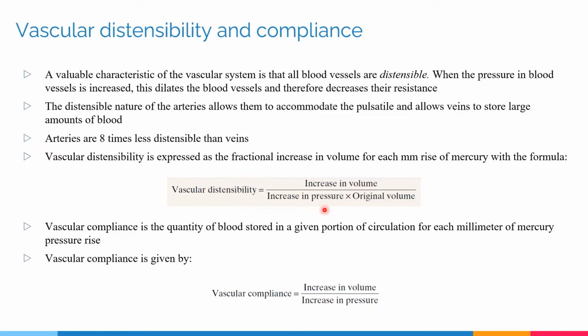Another important quantity is the vascular compliance. Vascular compliance of the blood vessel tree is the quantity of blood stored in a given portion of the circulation for each millimeter of mercury pressure rise. So this is a quantity that can be more easily determined than vascular distensibility and is also very useful. Vascular compliance is given by the formula: vascular compliance equals the increase in volume divided by increase in pressure in a particular blood vessel. So this gives us exactly how compliant a blood vessel is, or how much it can increase its volume with respect to increasing blood pressure.